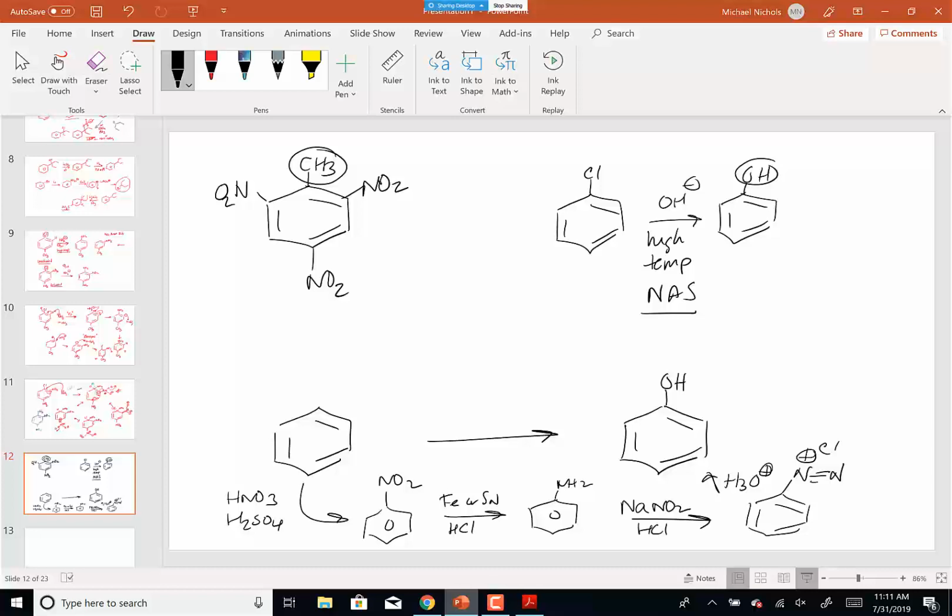So you have to know how to get to the diazonium salt, because the diazonium salt lets you add the OH or the C triple bond N. So if I give you a synthesis with a C triple bond N in the final product, you've got to go through the diazonium salt. Or if I gave you one with a fluorine, you'd have to go through the diazonium salt.